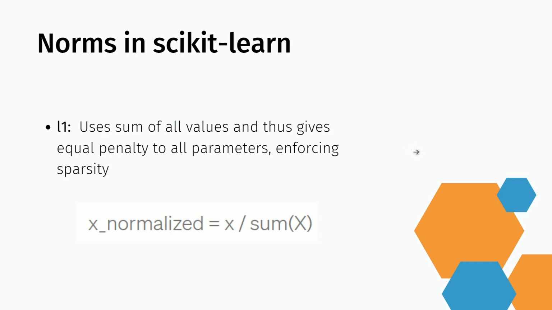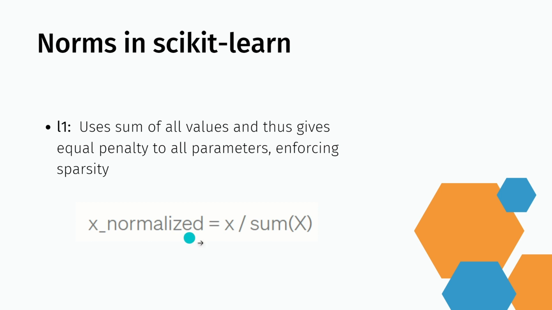So about L1. What this does is it uses the sum of all values. It takes the absolute of all values and then sums it and gives equal penalty to all the parameters. So this enforces sparsity. Now the formula is pretty simple again.